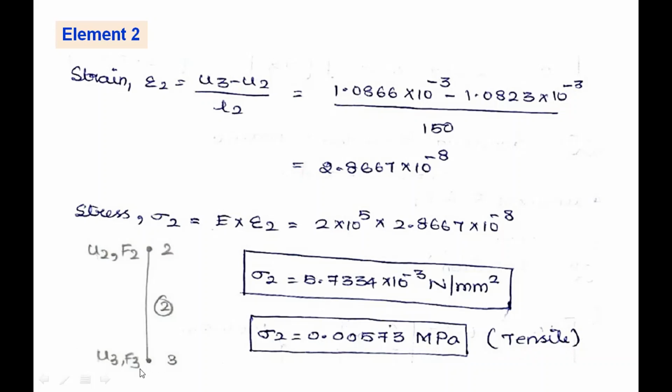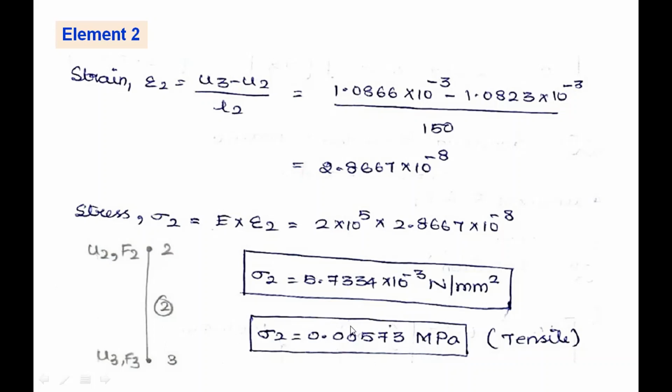Why tensile? Because node 3 is not a fixed end, it is a free end. That is why element 2 also has tensile stress, but the magnitude of the stress is very minimum, because element 2 is subjected to only the self-weight. That is why we are getting a very small value of stress.